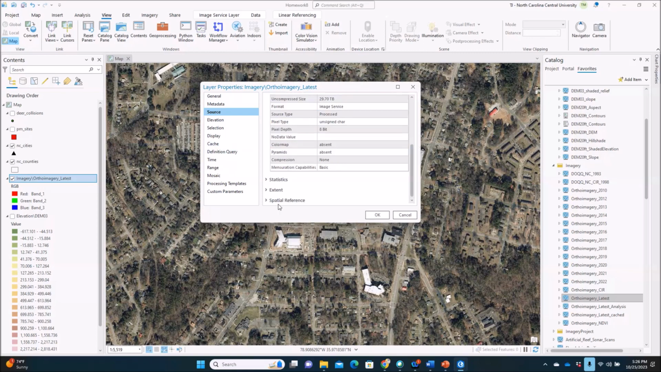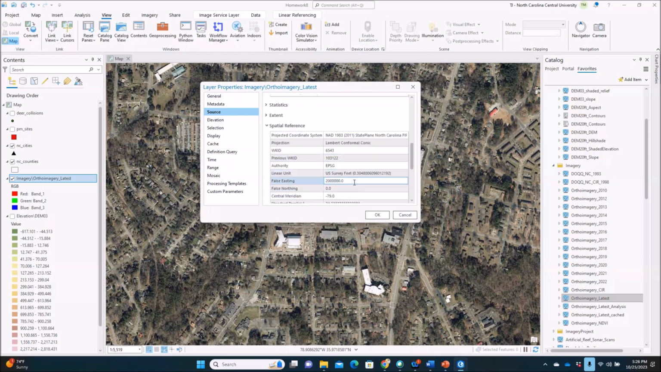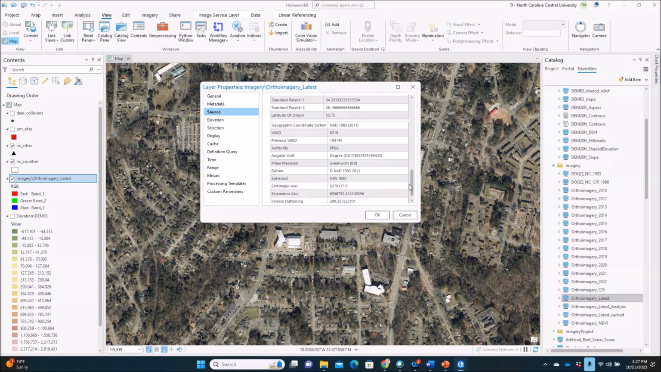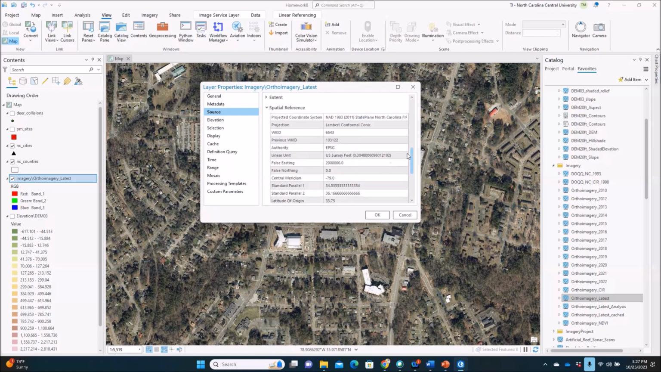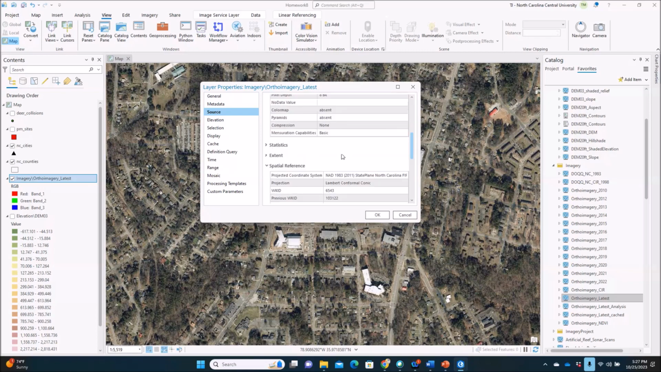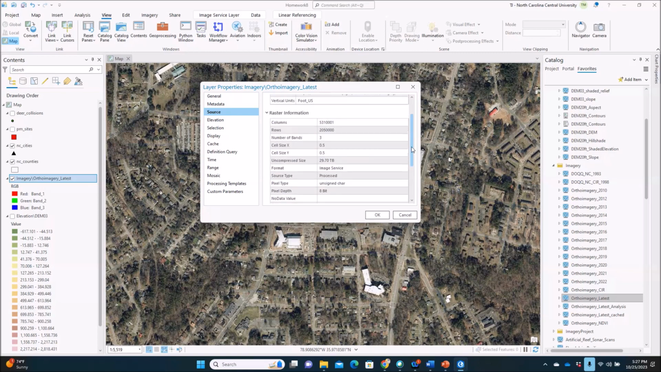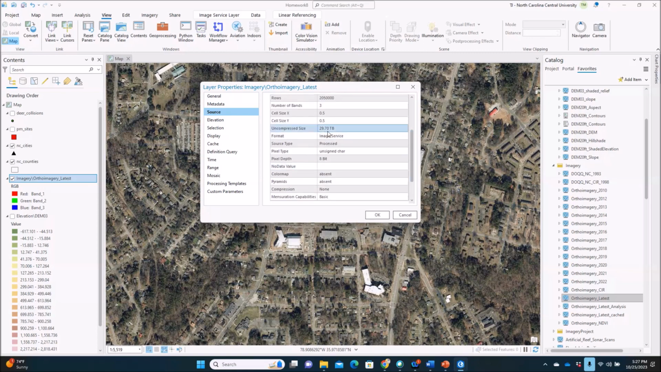And if we were to go down a little bit right here, I would see spatial reference. And this tells me this is 0.5 times 0.5. This is feet. Spatial statistics, spatial reference, extent, statistics. But this is in feet. And then the uncompressed size is 29.7 TB.